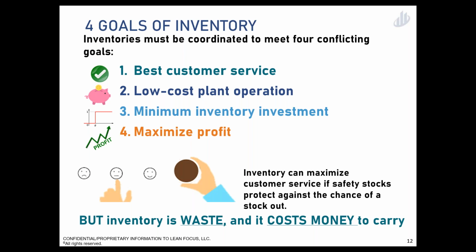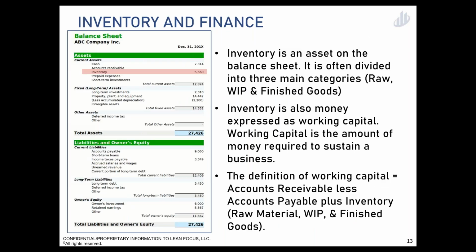But what we're looking for is, where do I have more inventory than what I need, which is pure waste. And that's what I want to eliminate. I want to run my business with the right, correct size of inventory and not have too much more. So inventory is waste. It costs money for me to carry it. So in order for me to meet these 4 goals of inventory management and having a good operation, I need to control my inventory. All right, so let's think about how inventory relates to finance or accounting.